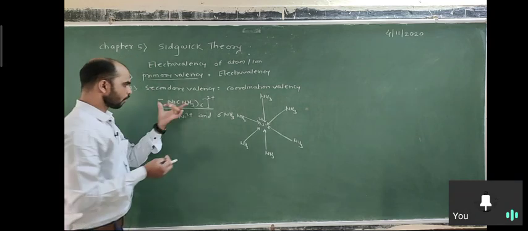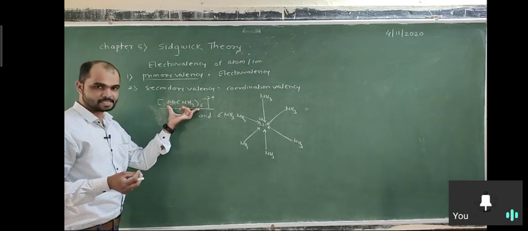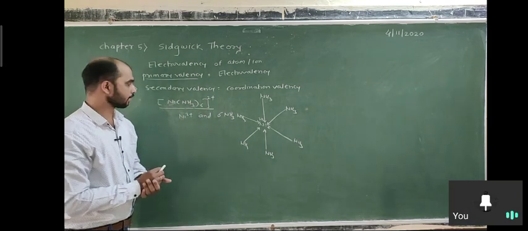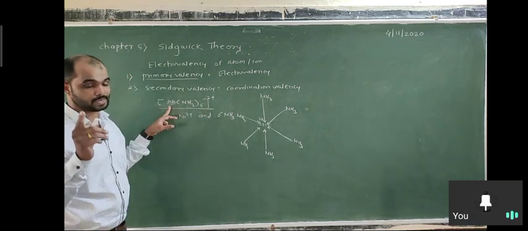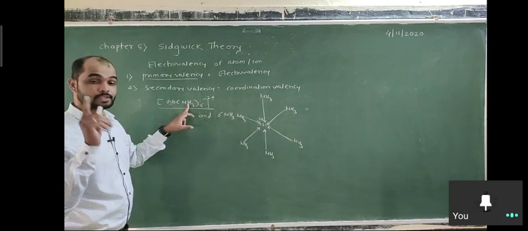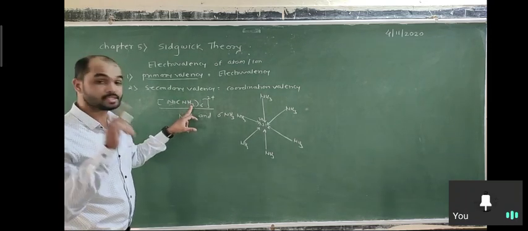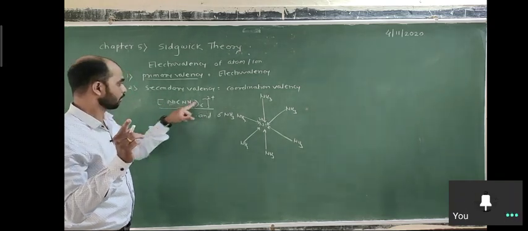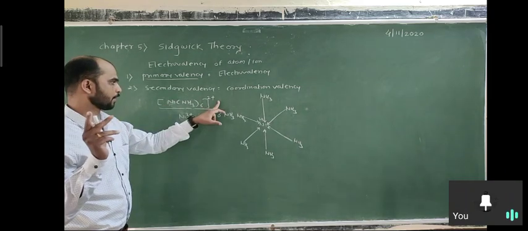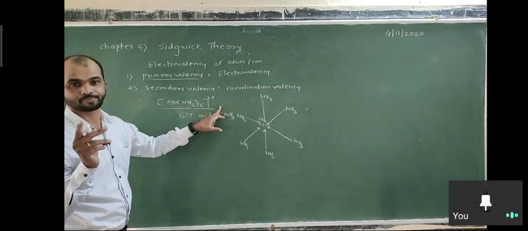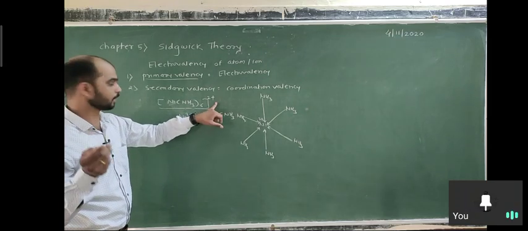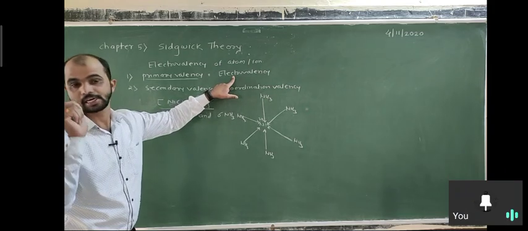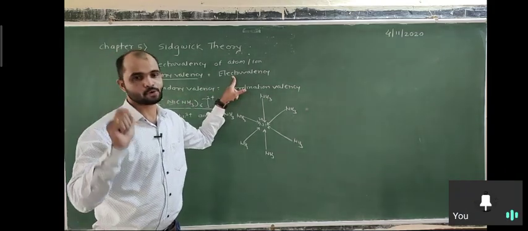Okay, so here Sidgwick takes this example, [Ni(NH3)6]2+. Here Ni is present in the +2 oxidation state, which means the electrovalency of Ni is +2 and the coordination valency of the complex is 6, because 6 ligands are directly attached. According to Werner, the primary valency depends on how many ligands there are. Primary valency is different, but Sidgwick considers the electrovalency. Electrovalency means the number of electrons lost by the central atom during the formation of the complex.